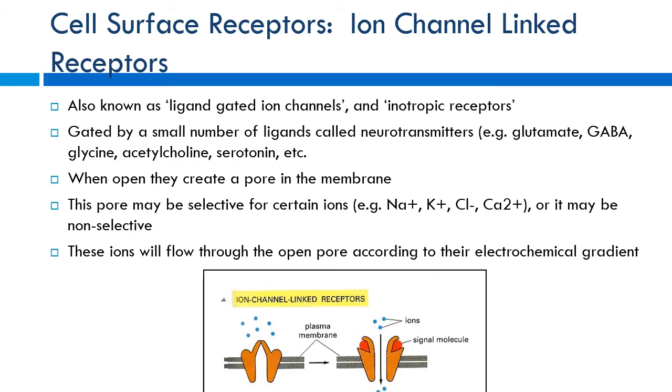Some of them are less specific than others. Some of them allow multiple different types of ions to flow through. Some of them are very specific for one type. But again, when you open these, note that things are going to be flowing passively from an area of high concentration to low concentration, right?